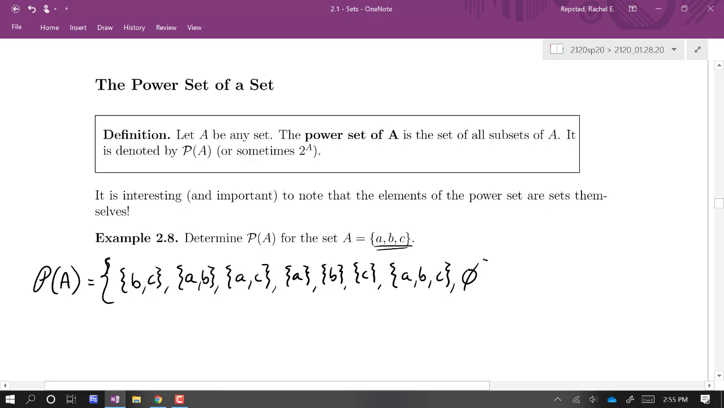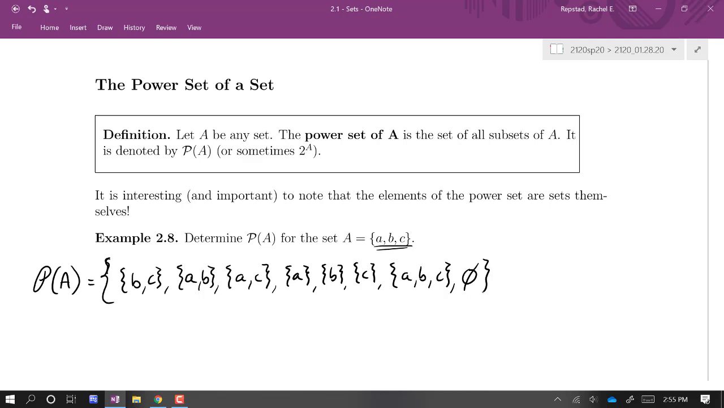The empty set. The empty set is a subset of every set. And the reason is because you can't find me an element in the empty set that's not also an element of any other set. It's something we would call kind of vacuously true. Say that again? You can't find me an element of the empty set that isn't also an element of this set A. So it is. Gotcha.